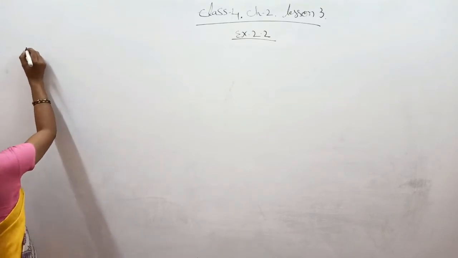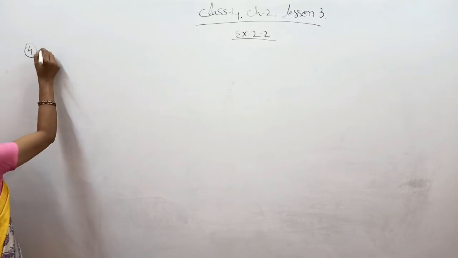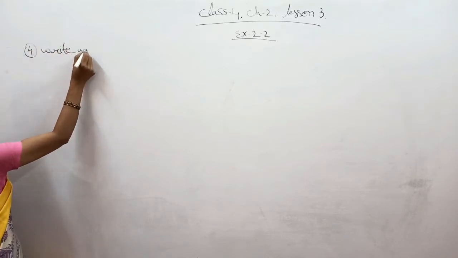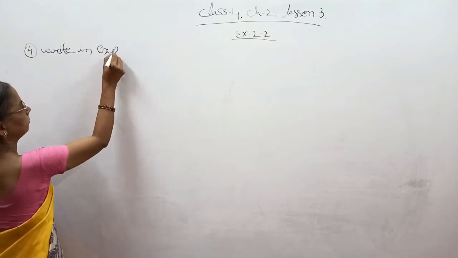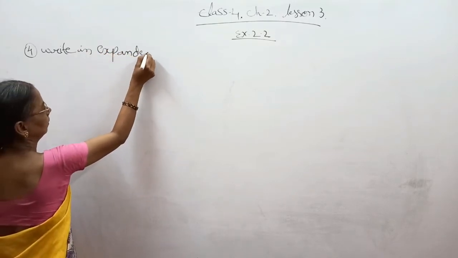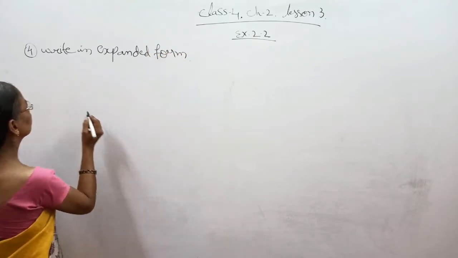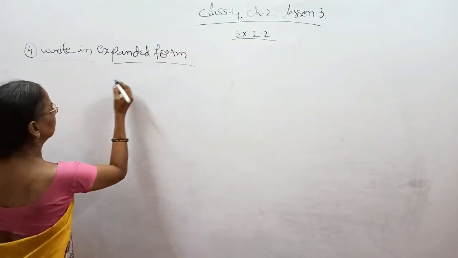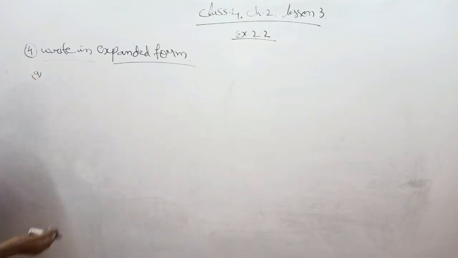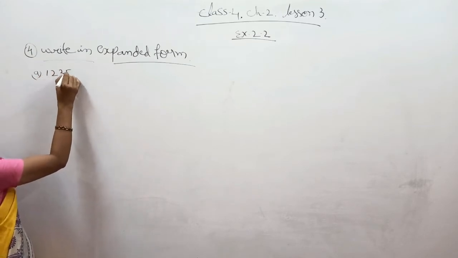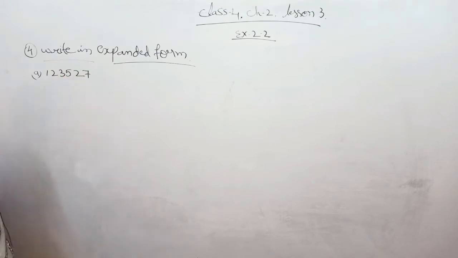Question number 4. Write in expanded form. That is question number 1: 1,23,527.